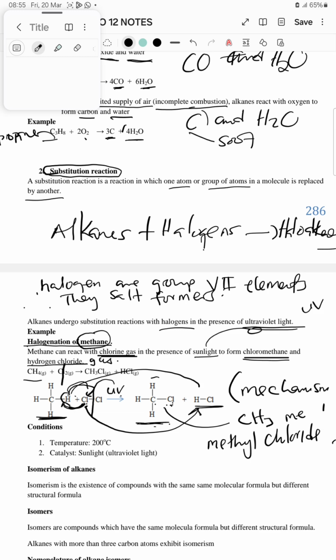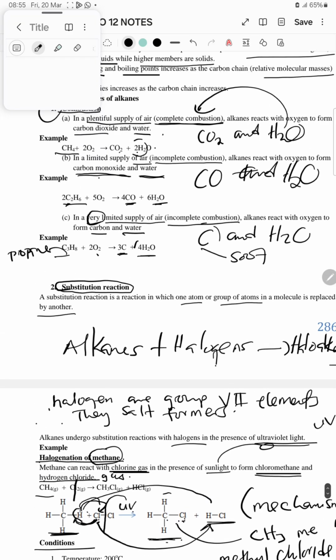So if you use methane, you are going to form chloromethane and hydrogen chloride gas. If you use ethane, you are going to form chloroethane and hydrogen chloride gas. So what are the conditions? The conditions are that temperature is 200 degrees Celsius, then the catalyst is sunlight, which is UV.